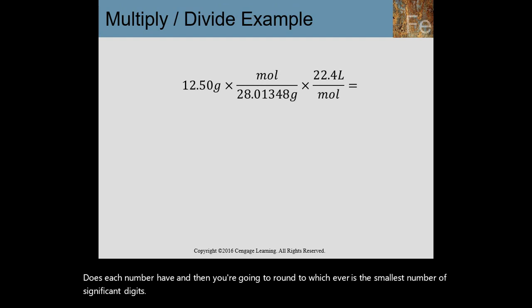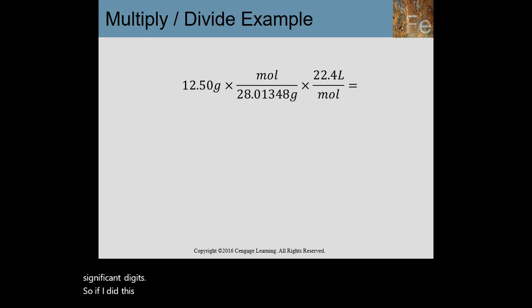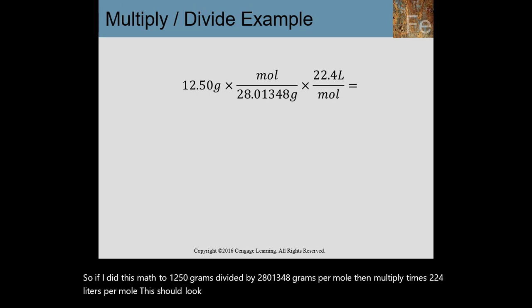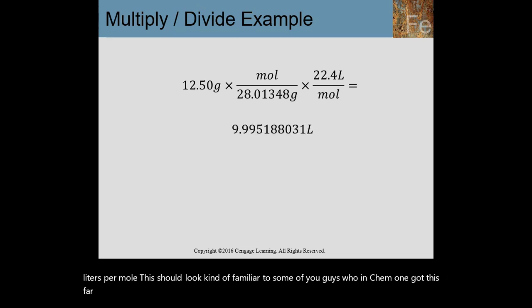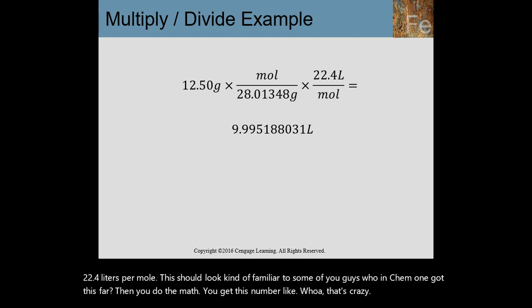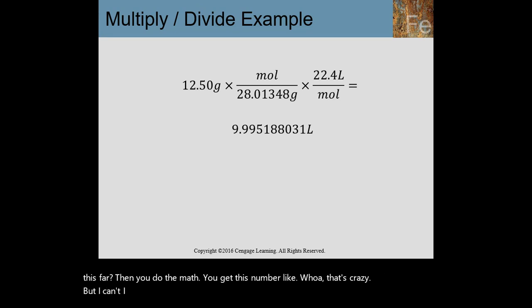So if I did this math, the 12.50 grams divided by 28.01348 grams per mole, then multiplied times 22.4 liters per mole. This should look kind of familiar to some of you who got this far in Chem 1. Then you do the math, you get this number, and you're like, whoa, that's crazy. But I can't express my number to that precision, so I have to look at my tools.